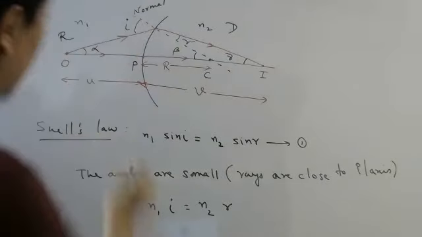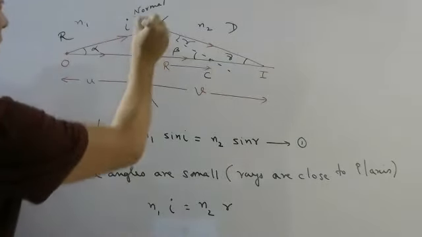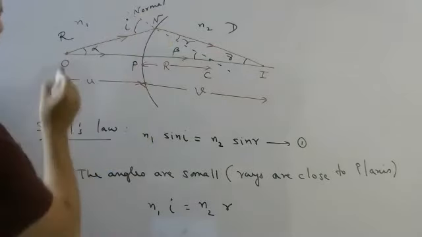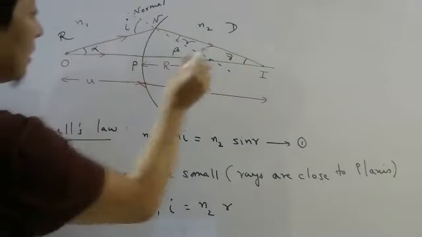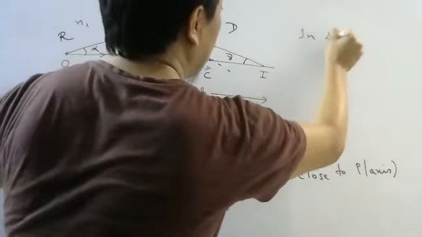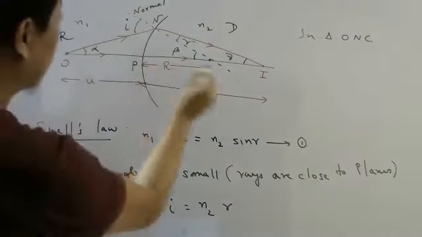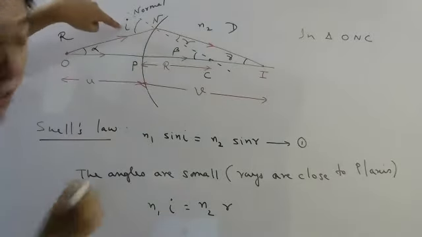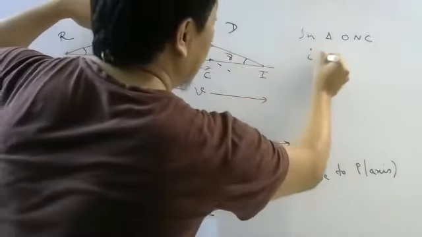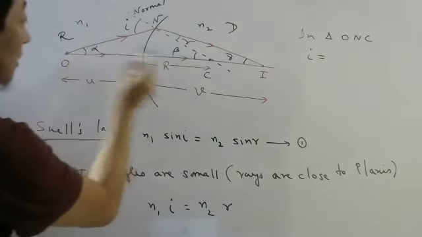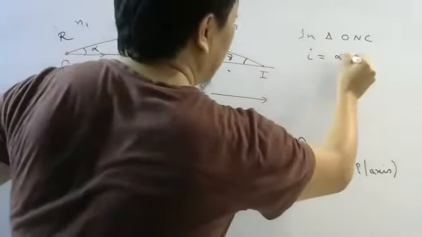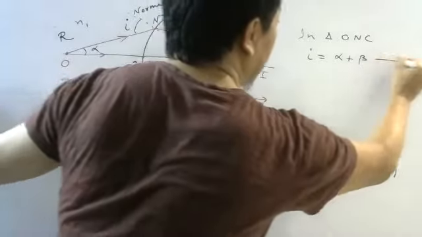So let us see. In this triangle, let us call this point N. So in triangle ONC, you can see I is the exterior angle. So I must be equal to the sum of the opposite interior angles, alpha plus beta. Equation 2. Okay, this is equation 2.